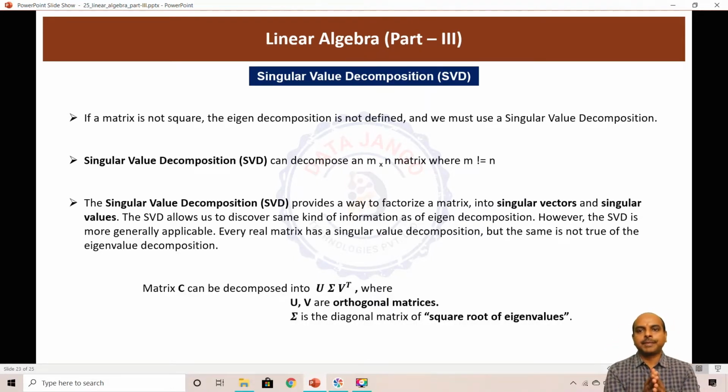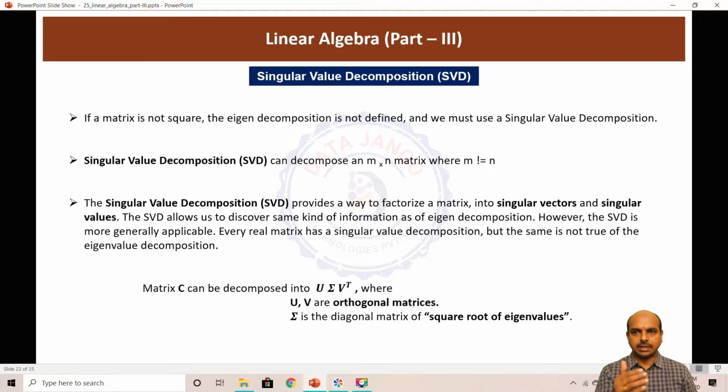Similarly here also, singular vectors will extract the essence from data and singular values will tell you how much each vector extracted from the original data. And this can be applied on a non-square matrix also, so it is more generalized and more useful. Every real matrix has a singular value decomposition, but the same is not true of eigenvalue decomposition. So mathematicians generalized eigenvalues and eigenvectors and created singular value decomposition. That's it. It is a simple thing.